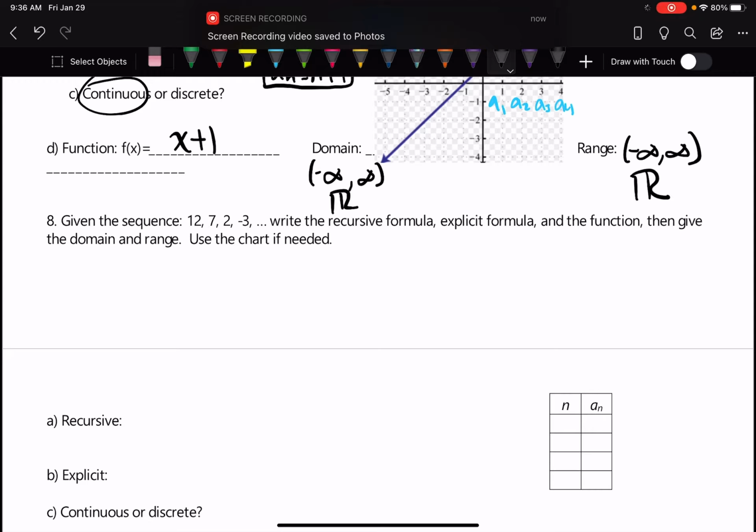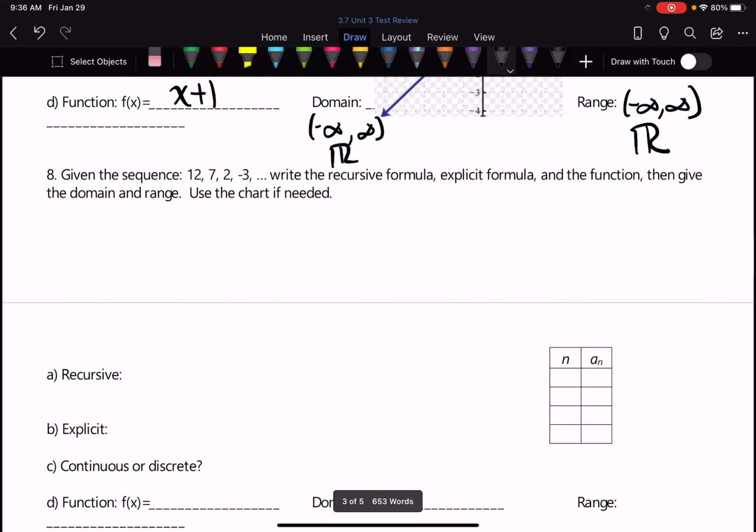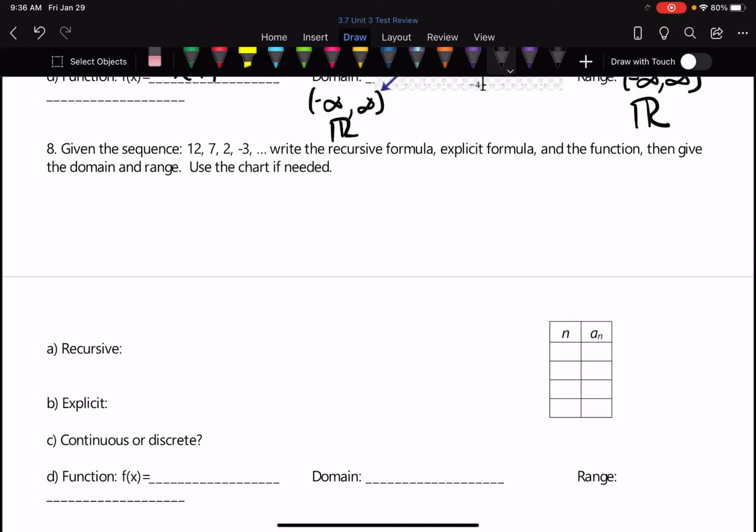Hey guys, it's Miss Adams, and we are looking still at our Unit 3 test review. We're going to go on to problem 8, and it says, given the sequence 12, 7, 2, -3, write the recursive formula, the explicit formula, and the function, then give the domain and range. Use the chart if needed. So let's go ahead and write the sequence in our chart.